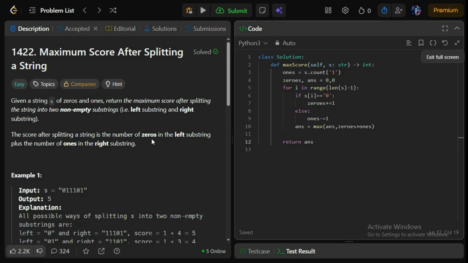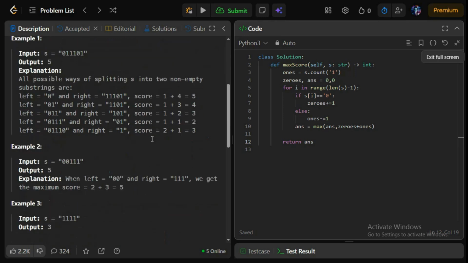Now let's take the examples to understand it better. As we can see in example 1, we are given a string and in the output they have written 5, which is the maximum score from this string. Same in example 2, they have given a string and the output is 5. And in example 3, the output is 3. Now let's understand how we got these answers. Let's take example 1.